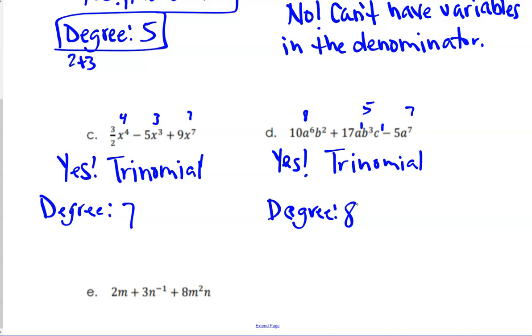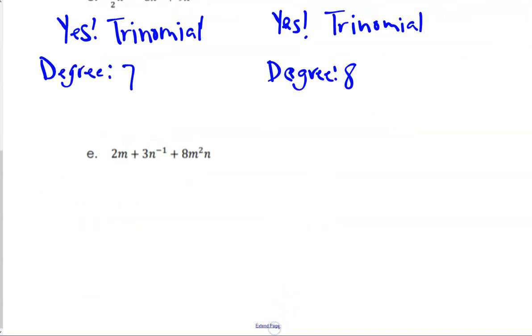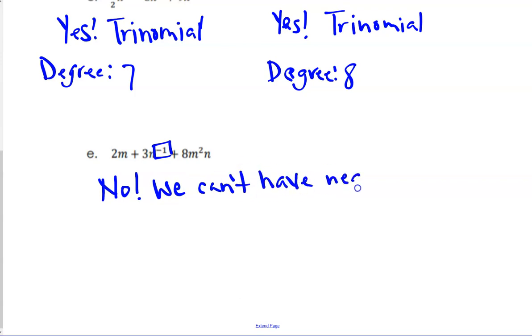All right, last example on this page. We have 2m plus 3n to the negative 1 power plus 8m squared n. All right, look right here. We have a negative exponent, and we cannot have that. So this time it's not a polynomial because we can't have negative exponents. Remember the rules you have to follow. You can't have negative exponents, and you also cannot have any variables in the denominator, because technically that is the same thing. Okay.